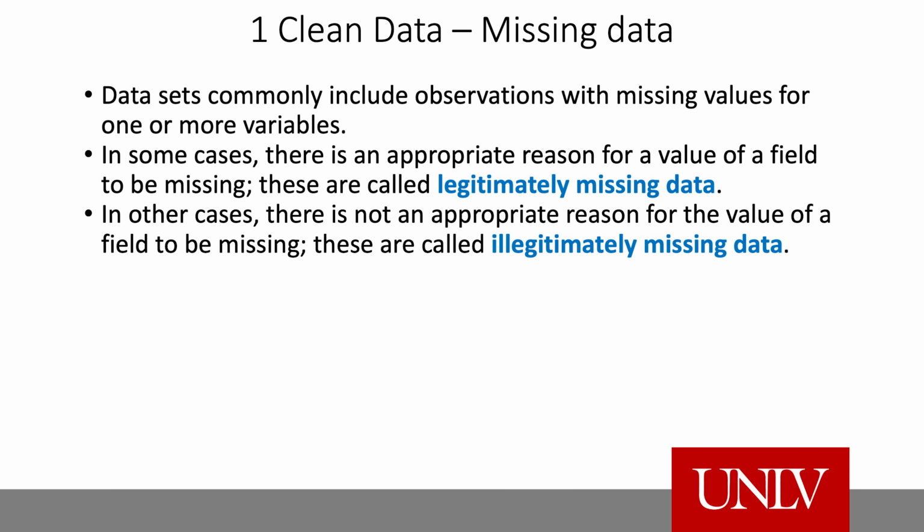In real-world datasets, missing values are very common. In some cases, there is an appropriate reason for the value of the field to be missing. These are called legitimately missing data. In other cases, there is not an appropriate reason for the value of the field to be missing. These are called illegitimately missing data.